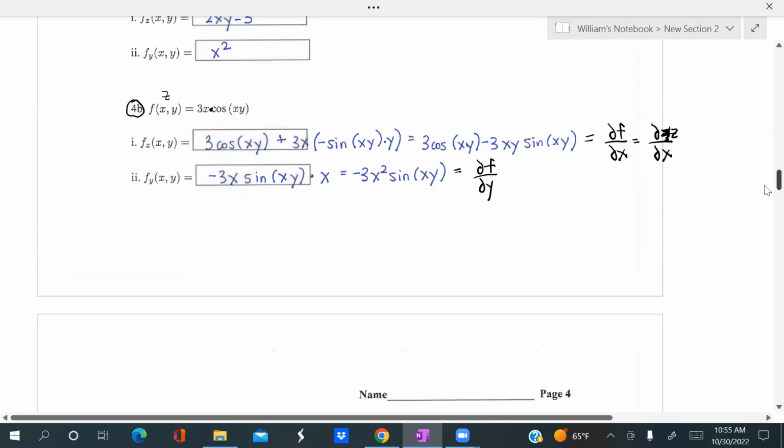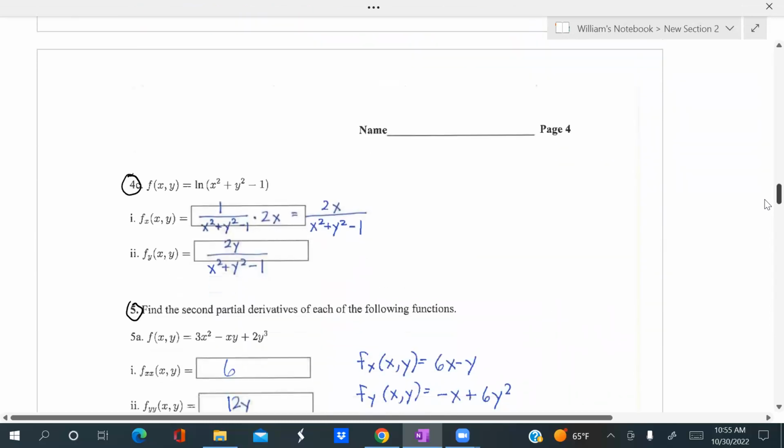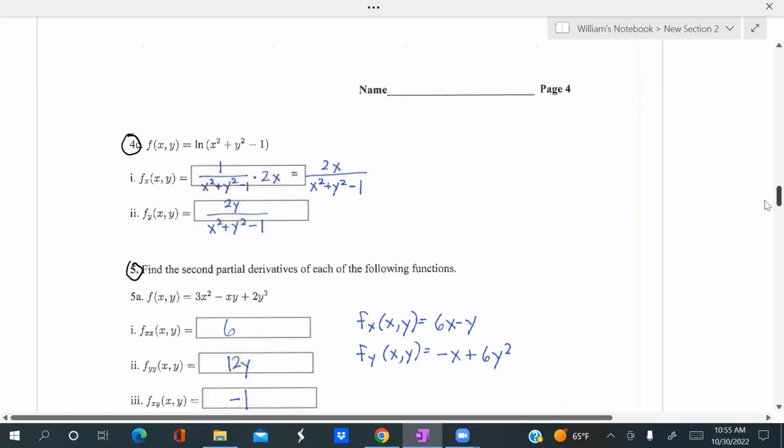Let's try now another one like that. Again, all we're doing now is just finding the partial derivatives. All right, so first the partial derivative with respect to x. Here we're differentiating this formula that has natural log in it. You know how to differentiate natural log. You're going to take the reciprocal.